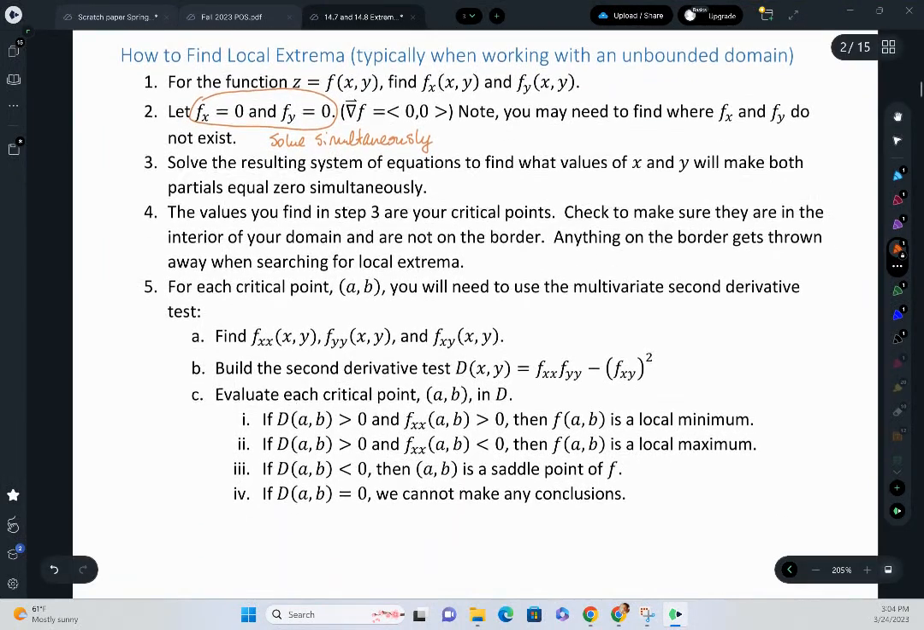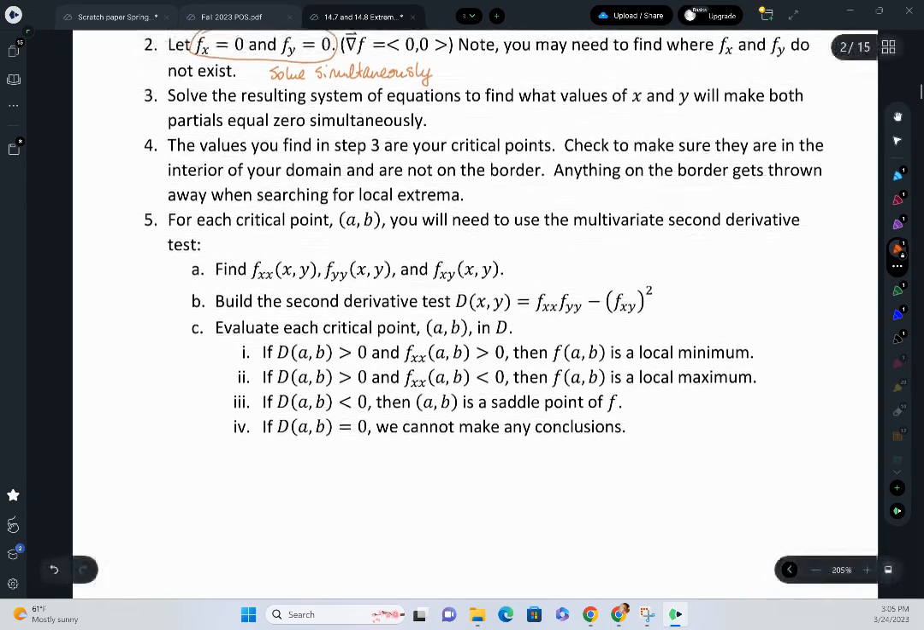For each of the critical points that we find, we'll call them points A, B, we're going to have to use a multivariate second derivative test. This is similar to what we did in Calculus 1 with the second derivative. We are going to find all the second derivatives, so f sub xx, f sub yy, f sub yx, f sub xy. And then we're going to build our second derivative test.